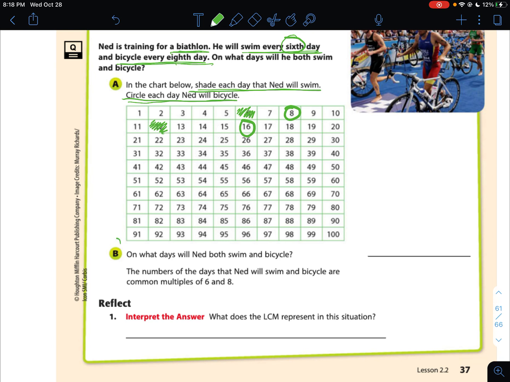Pause the video and also answer question B for me. On what days will he swim and bicycle? And also, I want you to answer the reflect, number 1. See if you can do that, okay? Pause the video and get that done for me.